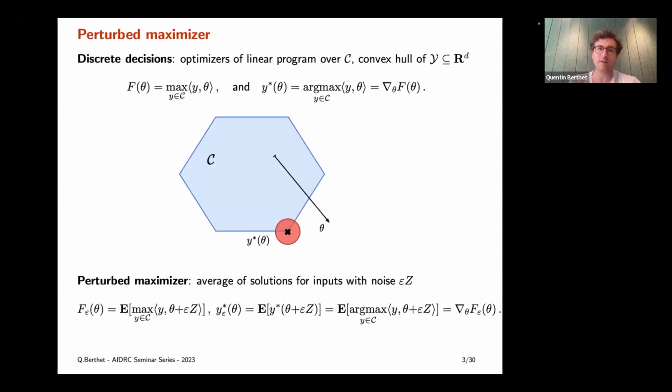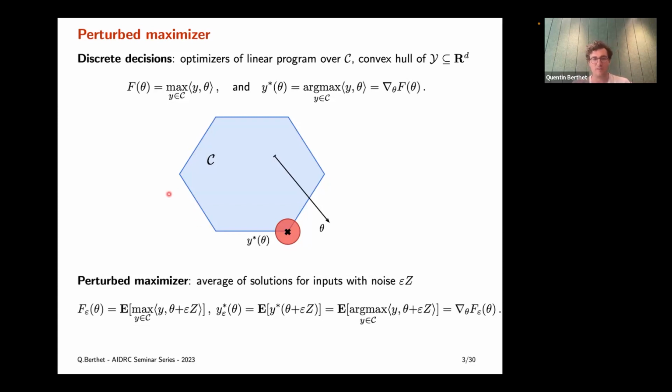So how does that work in practice? All discrete decisions can be written as optimizers of linear programs over some polytope, the convex hull of a set in R^D. As an example, if you're taking the maximum element, this will be the linear program over the simplex, the convex hull of one-hot vectors. But you could also take more complicated polytopes that will have all of the possible rankings at the extreme points, or all of the possible shortest paths, or things like this.